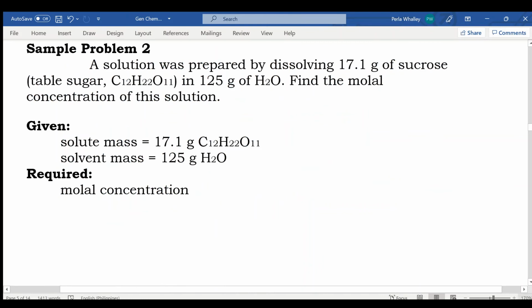Sample problem number 2. A solution was prepared by dissolving 17.1 gram of sucrose in 125 grams of water. Find the molal concentration of this solution. Given: 17.1 gram of sucrose is the mass of solute, and 125 grams of water is the mass of the solvent. Required: molal concentration.